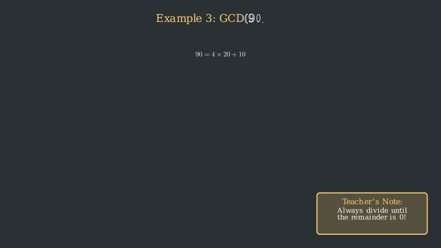Finally, let's solve for 90 and 20. We continue with the next step. Divide 20 by 10. The remainder is 0, so the GCD is 10. These examples show how the Euclidean algorithm reliably leads us to the answer.